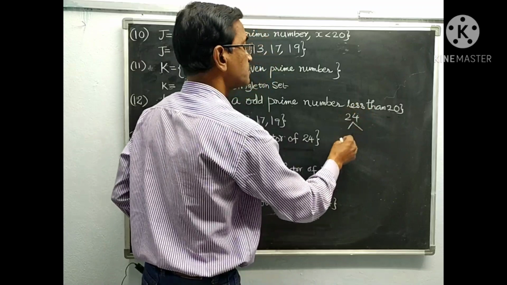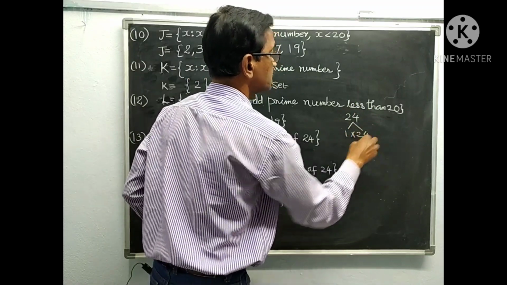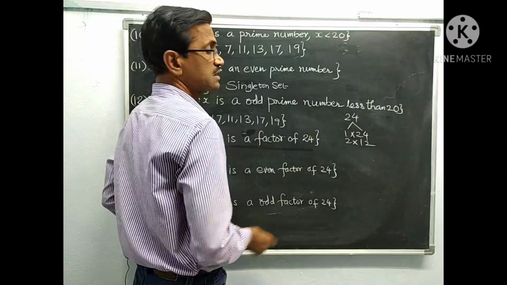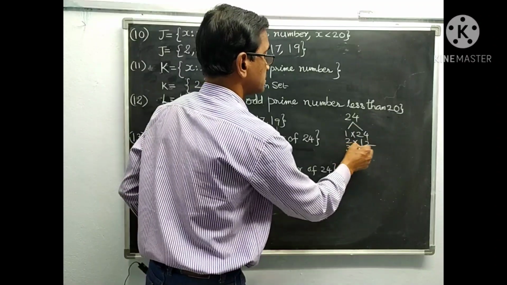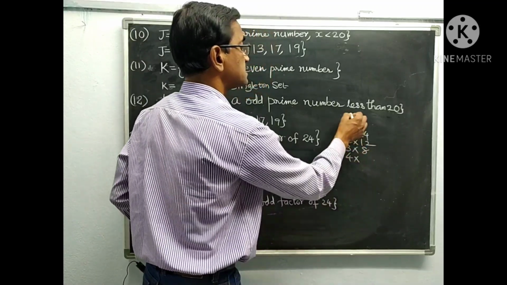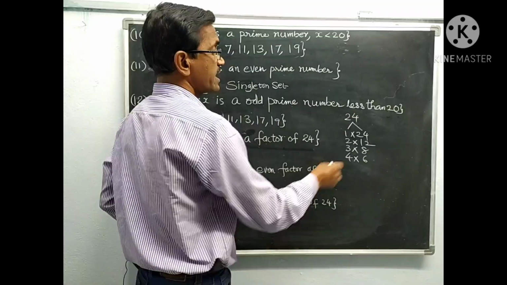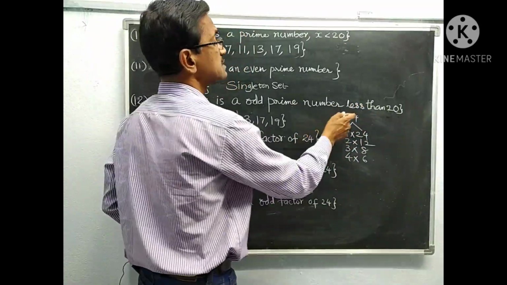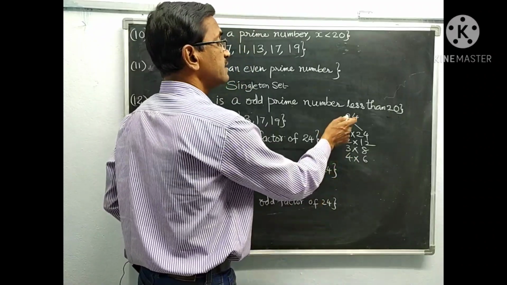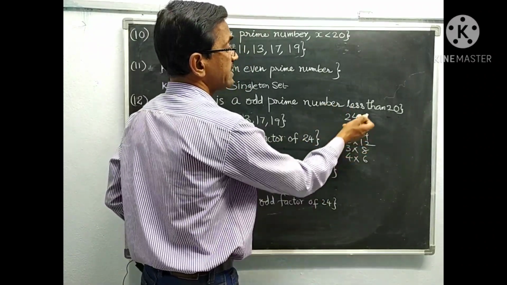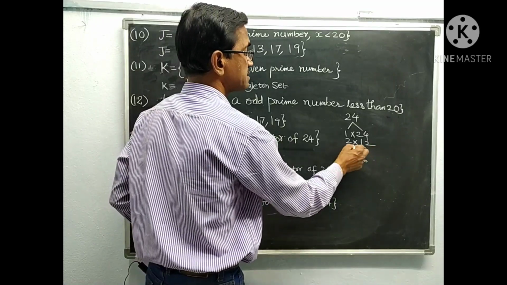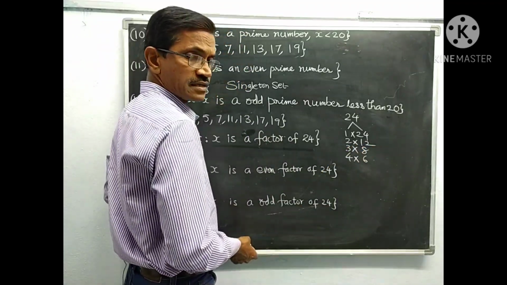1 divides 24, therefore 1 into 24. 2 divides 24, 2 into 12 is 24. 3 into 8 is 24. 4 into 6 is 24. 5 does not divide. 6 divides, but 6 already came here, 6 into 4. 7 does not divide. 8 divides, 8 into 3. Here also 3 into 8 or 8 into 3 is the same, so no need to write again.